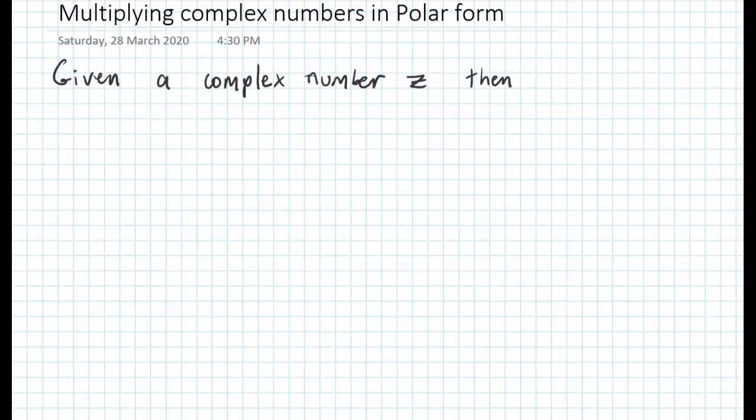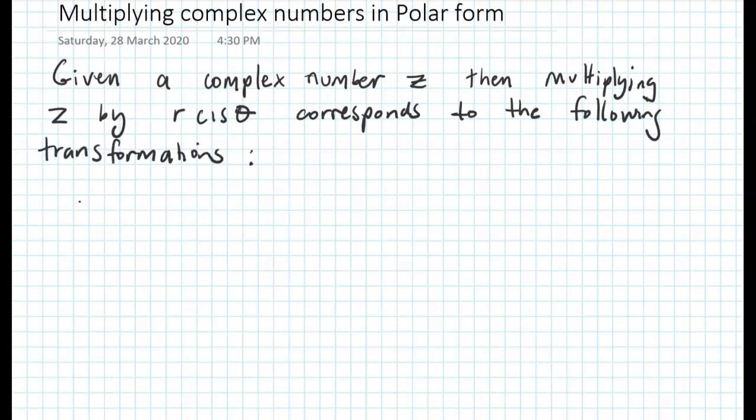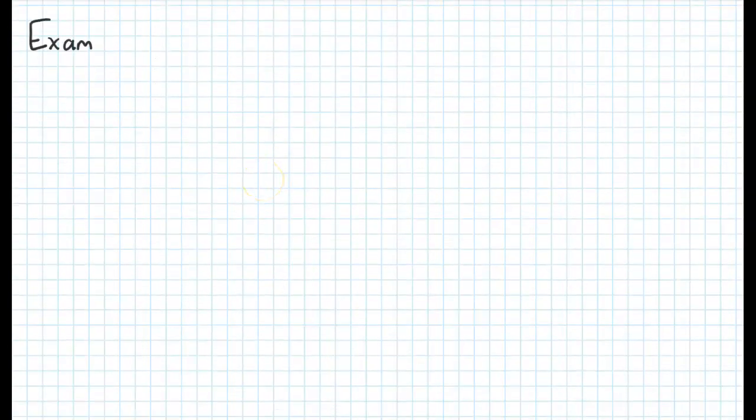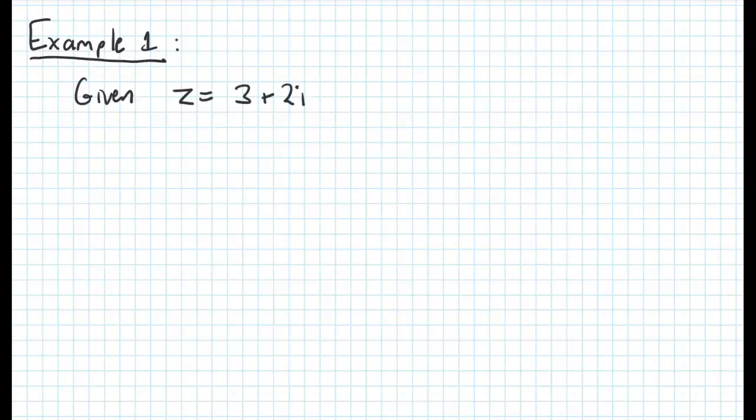So in this video we're going to look at multiplying complex numbers in polar form. This boils down to two major transformations: dilation, which is governed by the modulus, and rotation, governed by the argument. As an example, we'll start by looking at multiplying the complex number 3 plus 2i by the complex number i.